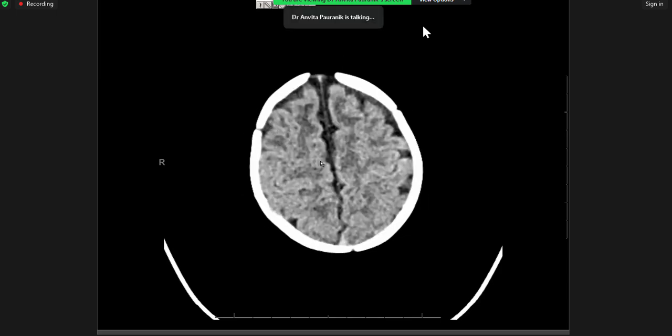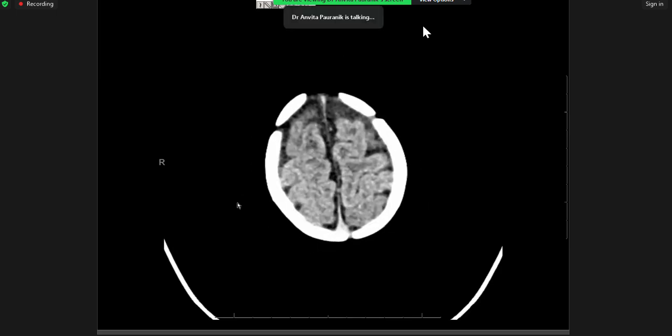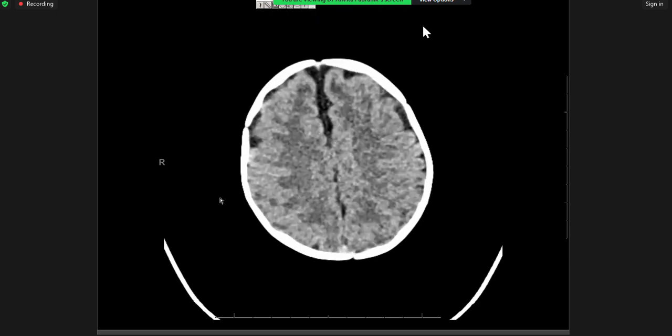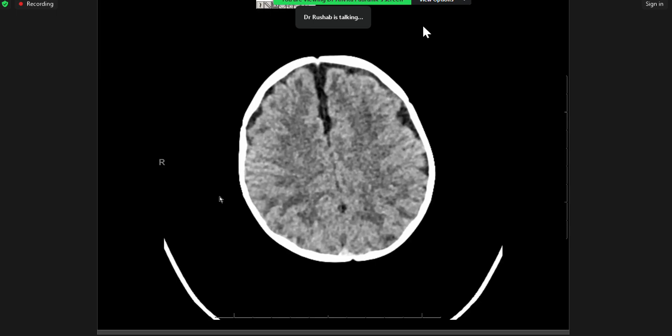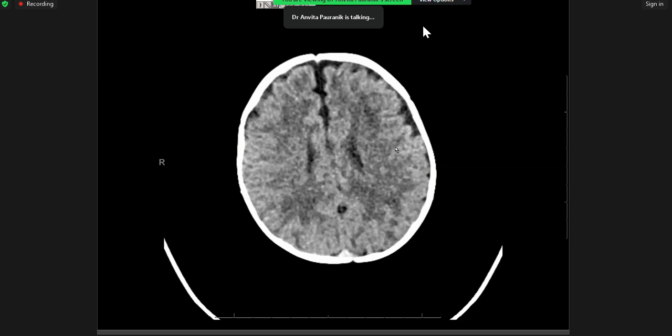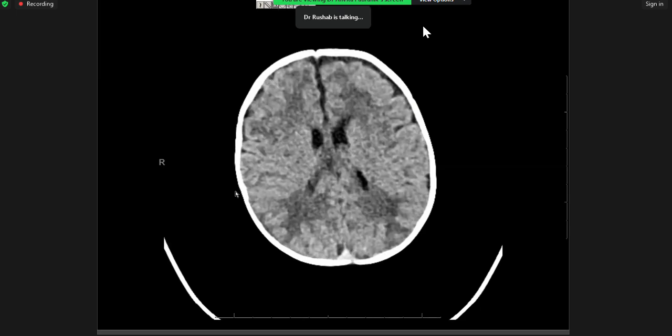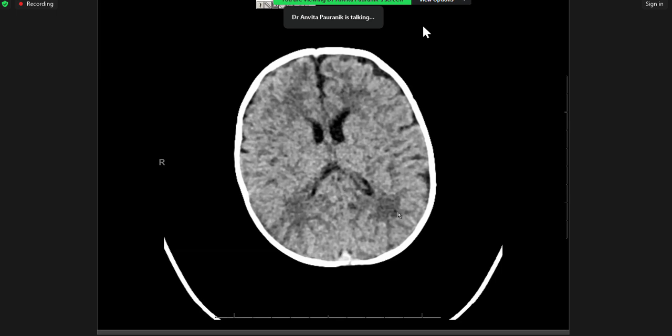Okay, so will you call it edema or will you just let it go? Ma'am, to call it edema, the gyri and sulci should still be maintained. Okay, so you don't think this is edema because the gyri are maintained? Okay, that's fine. But can you have just abnormal patchy hypodensity in the white matter? Yes, ma'am. Okay, but we'll come back to this.